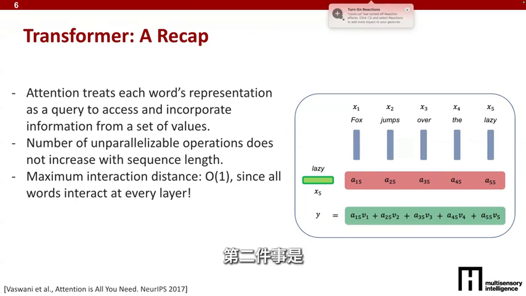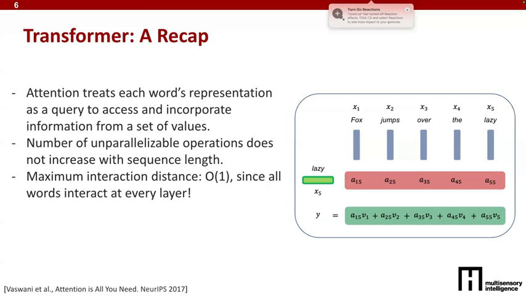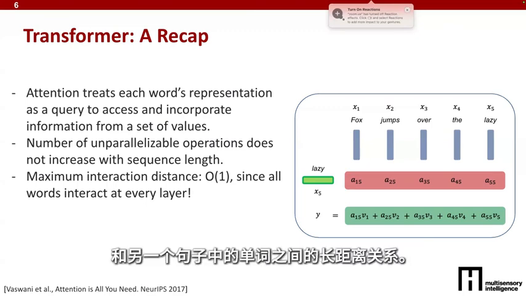And the second thing is that the maximum interaction distance is 1. So it's easier for the model to capture long-distance relationships between a word in this sentence and a word in another sentence or so.